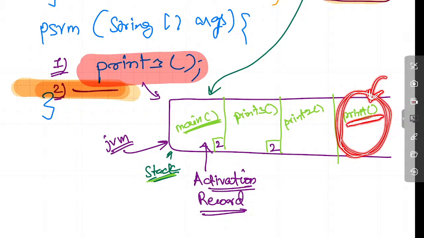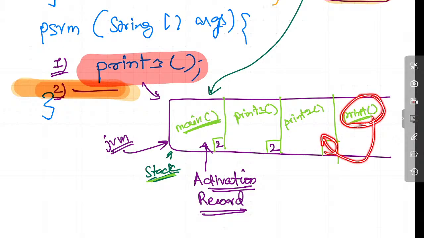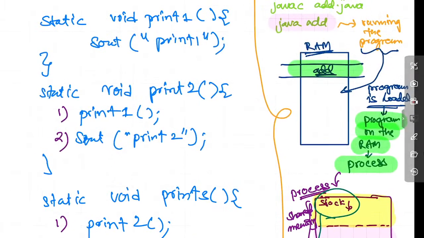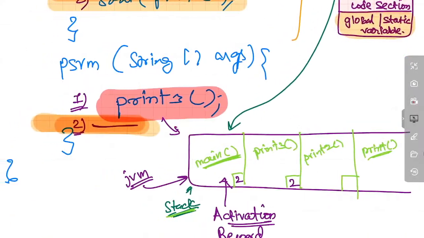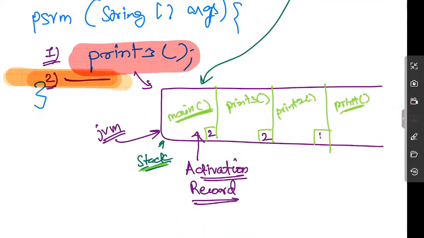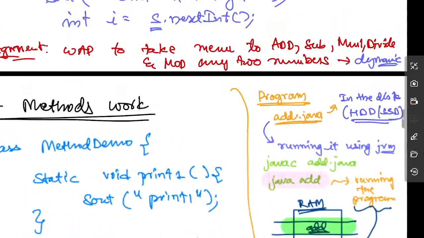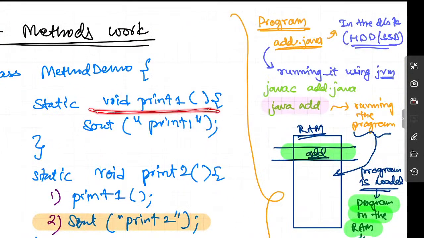Before even creating this record, it will definitely store where to start from once this print function is over and I get back. I should definitely start from line number 2 here in print 2, right? So that line is going to be written here. And in the same way, once we go into print, this is print 1, I am going to write it as print, right?